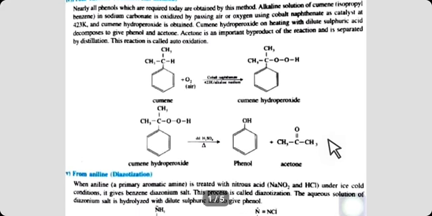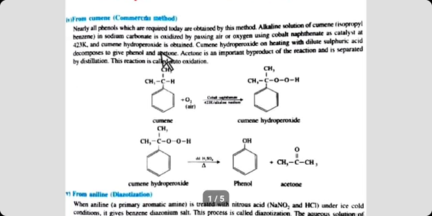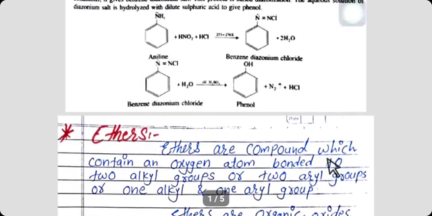So these are the two methods for the preparation of phenol. One is from cumene and another is from aniline. The next part of this chapter is ethers.